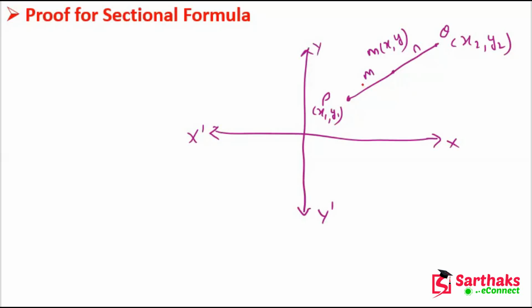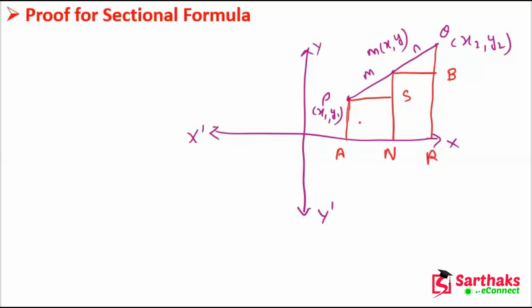Okay, now we have to draw perpendiculars on the x-axis from P, from M, and from Q. These points are A, N, R. Now we also have to draw parallel lines to the x-axis like this, from point P and from point M. So this is point S and this is B. Okay, this is our figure.